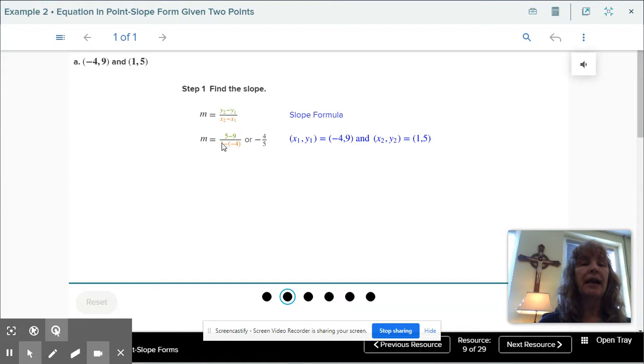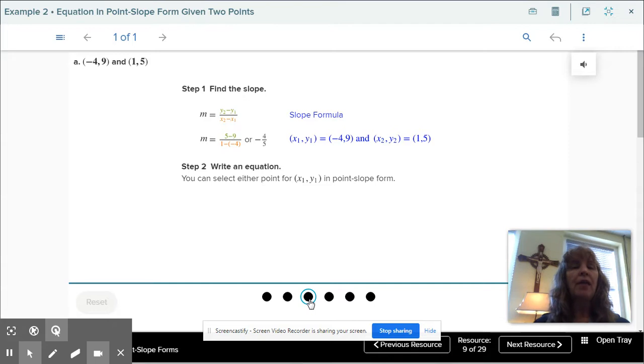5 minus 9 over 1 minus, in parentheses, -4. And of course, your slope is -4/5. Then what you need to do is write an equation for it. You can select either point, x1, y1, or you can choose x2, y2. It really doesn't matter which, but you have to decide. They're choosing x1 and y1.